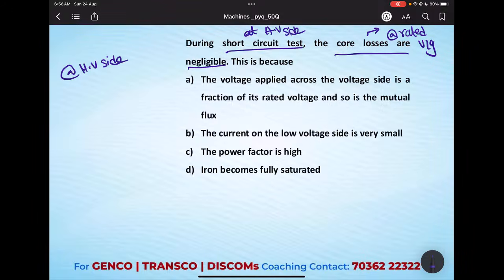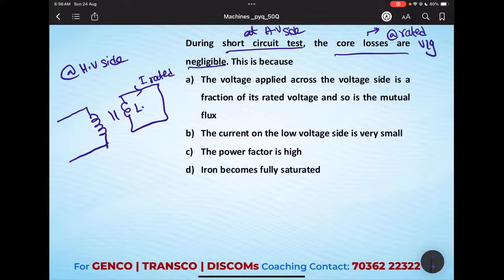What we are doing in the short circuit test is conducting the test at rated current, on either the primary side or the secondary side, but we prefer shorting the secondary side, that means the LV side. Why we prefer it, I already explained in the previous question. That means the short circuit test needs to be conducted at rated current to calculate the copper losses. This is the HV side, this is the primary current.